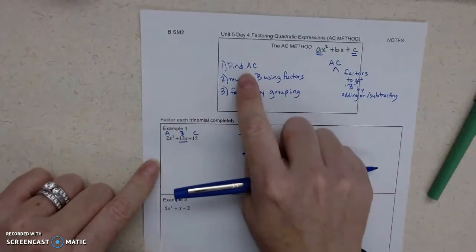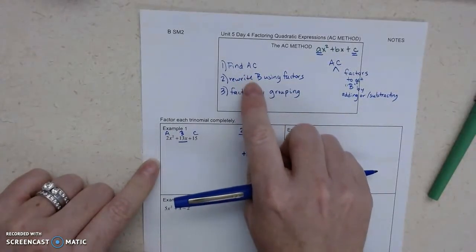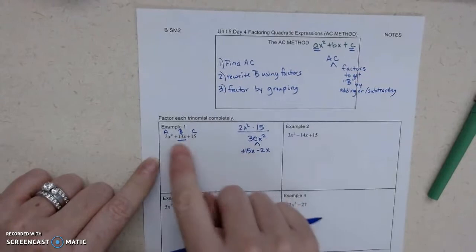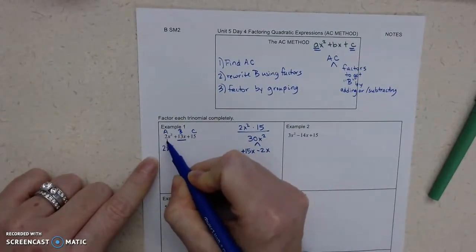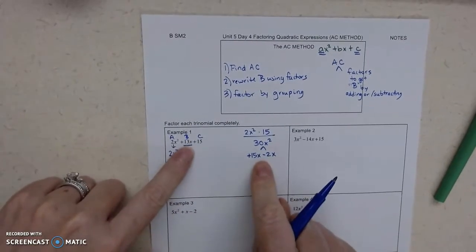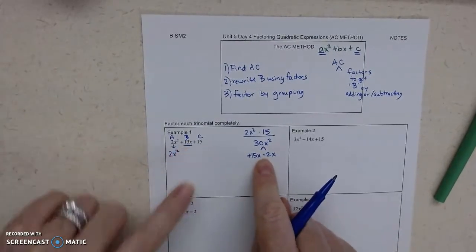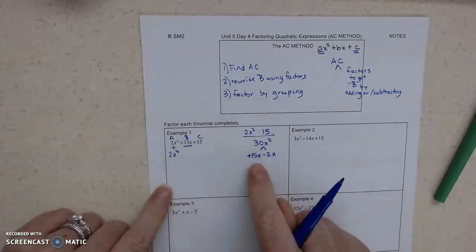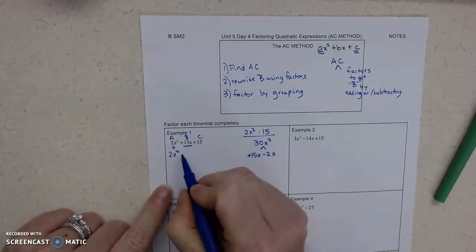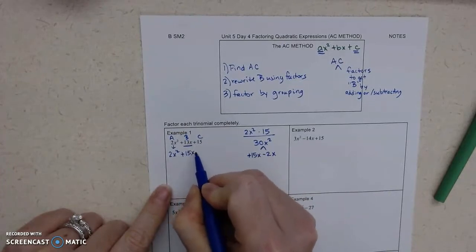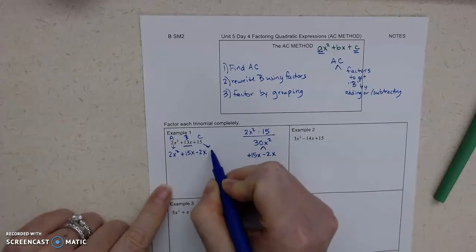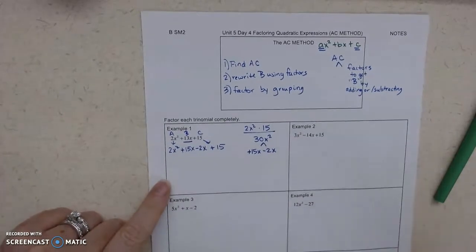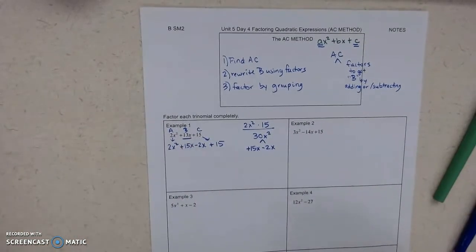So that's step 1. And then step 2, we're going to rewrite this 13x. I'm going to keep the 2x squared, and then I'm going to replace 13x with this quantity. So I'm not changing the amount, I'm just rewriting how it looks. And these can go in either order. So plus 15x minus 2x. And then I still need to keep the 15. Okay? So I haven't changed the equation, I just changed how it looked.